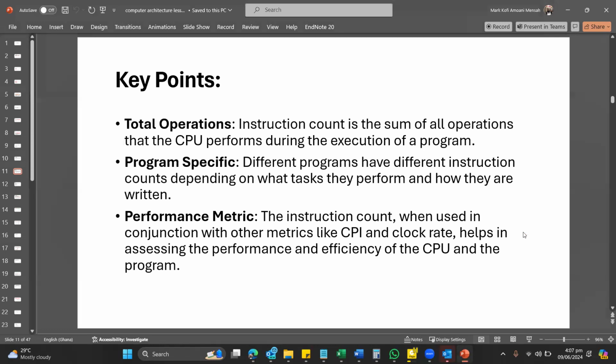The key points to note in instruction count: instruction count is the sum of all operations that the CPU performs during the execution of a program. Different programs have different instruction counts depending on what task they are performing.